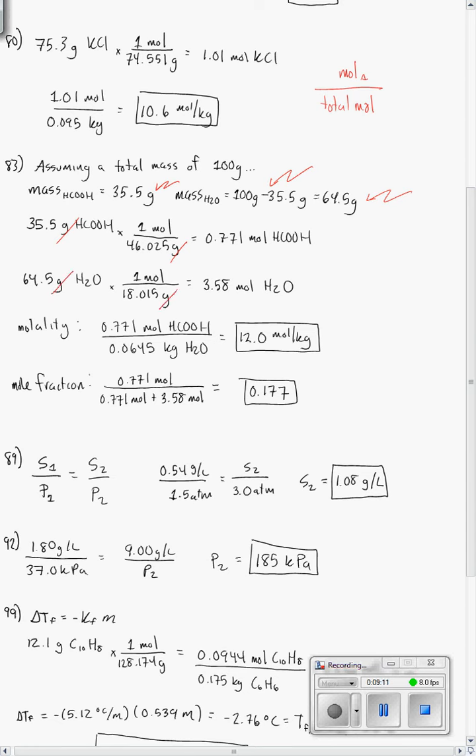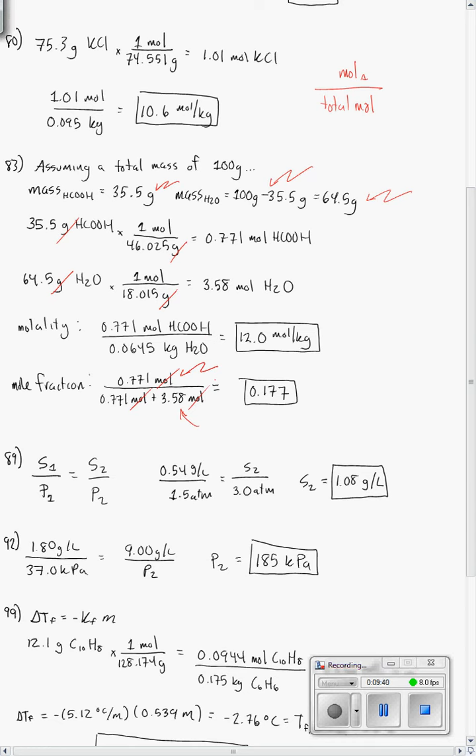So let's look at the mole fraction first. It's written down at the bottom here. For mole fraction, we want moles of whatever we're concerned with, in this case formic acid, on the top. So we have 0.771 moles. And on the bottom, we want our total moles, 0.771 moles, which is our moles of formic acid, plus our moles of water. Doing this yields a mole fraction of 0.177. There are no units for this because our moles in the numerator and denominator cancel out. We don't multiply it by 100%, so there's no percent or anything like that.